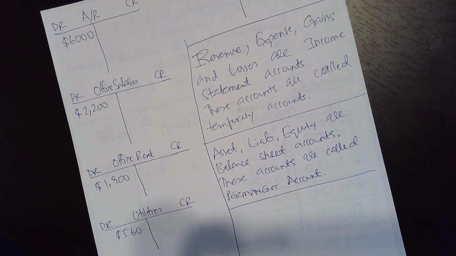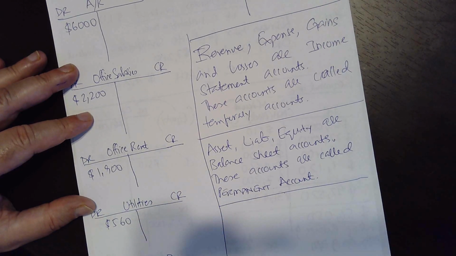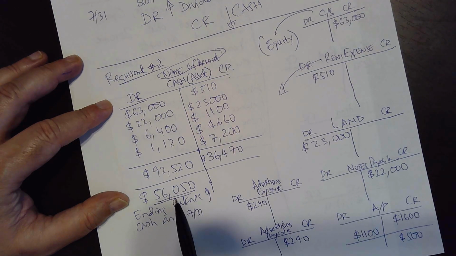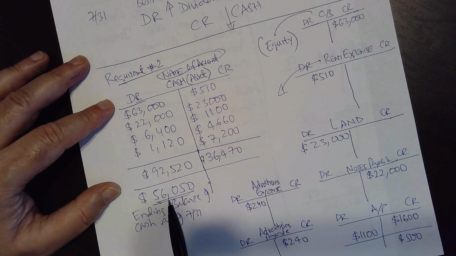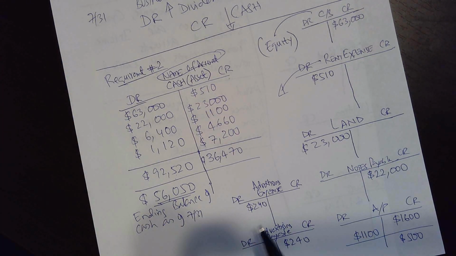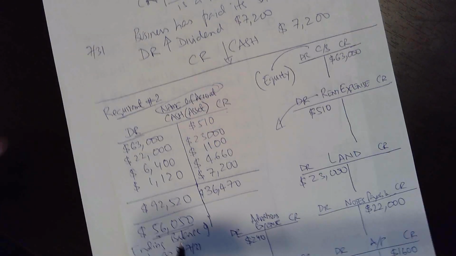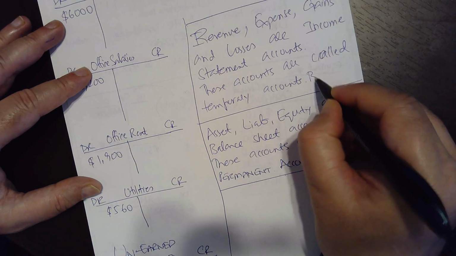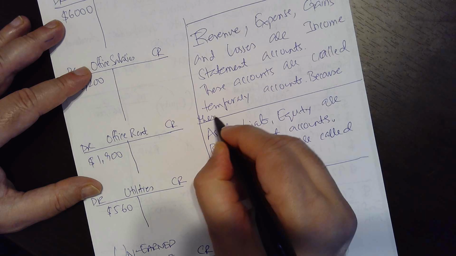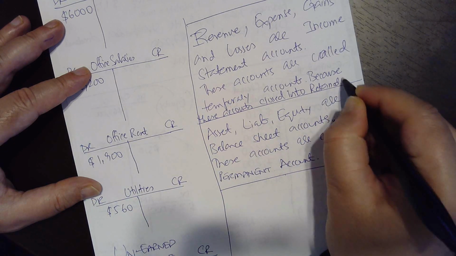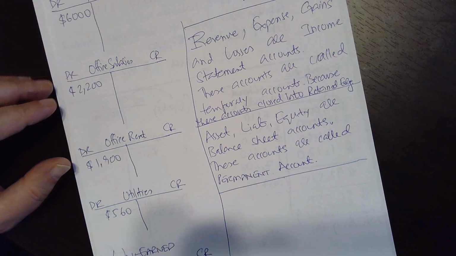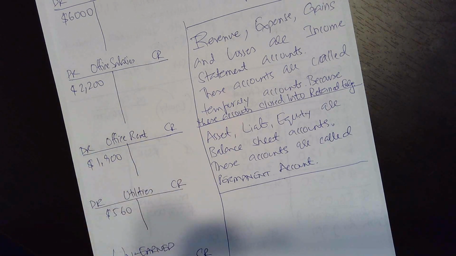Okay, so why temporary and why permanent? These accounts are permanent because their ending balance becomes the beginning balance for the next period. It could be next month, next day, next week, next quarter, or next year. So this $56,050, when we create another cash account, on August 1st, this would be the beginning balance for this account. Why do we call them temporary accounts? Because these accounts are closed into retained earnings, like I'm going to show you in a minute. Retained earnings. All right, so that's why, and these are called permanent accounts because their ending balance becomes the beginning balance of the next period.